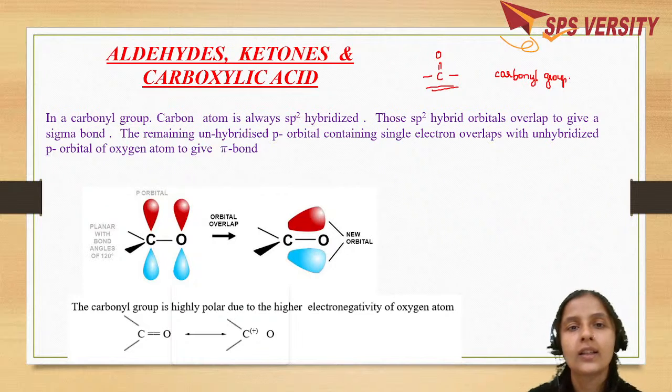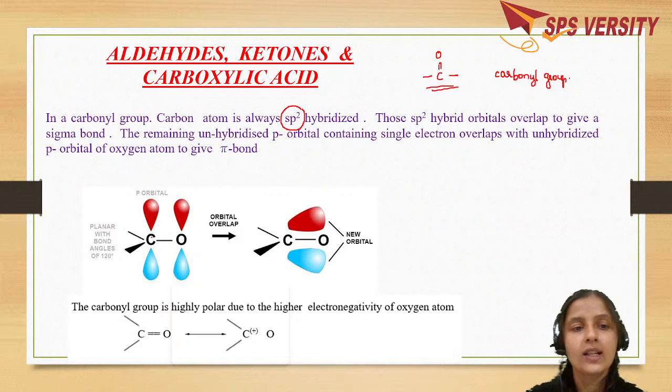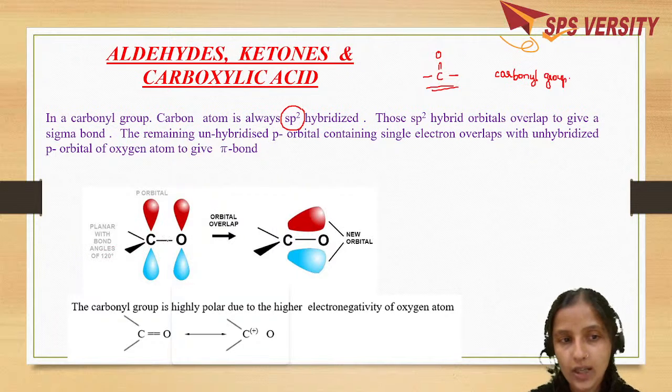Okay, then the carbonyl carbon is always sp2 hybridized because the carbon is attached to a double bonded oxygen, so it is sp2 hybridized. And now, how is the structure for this? Since the carbon is sp2 hybridized, it is in the trigonal planar shape, and you have one unhybridized p orbital that is going to overlap to form a pi bond.